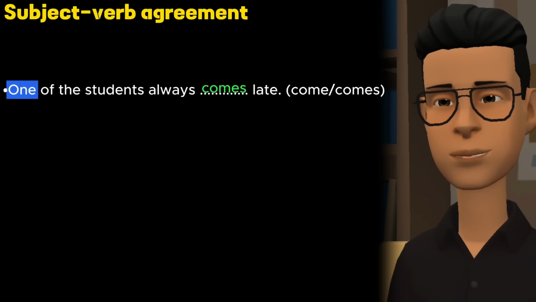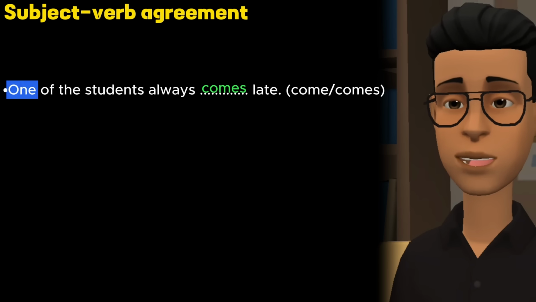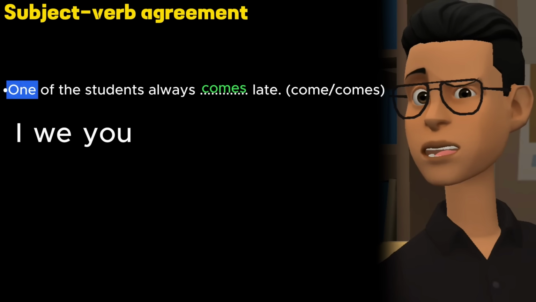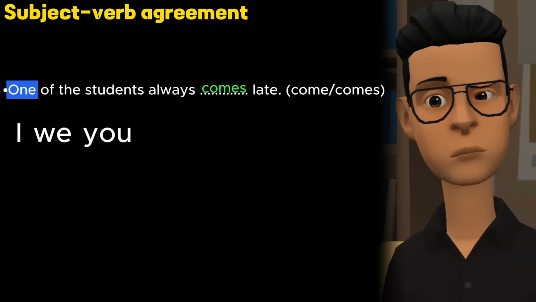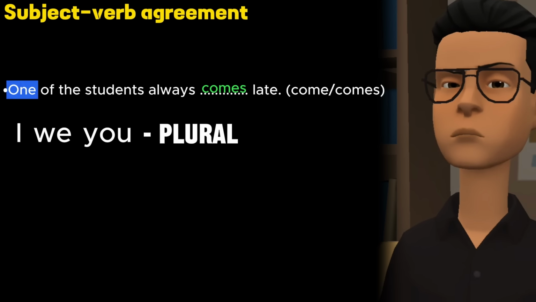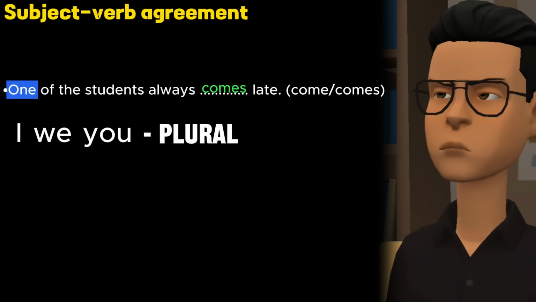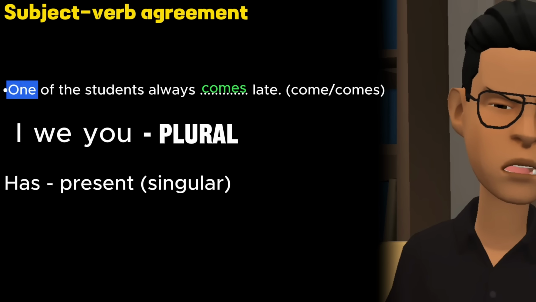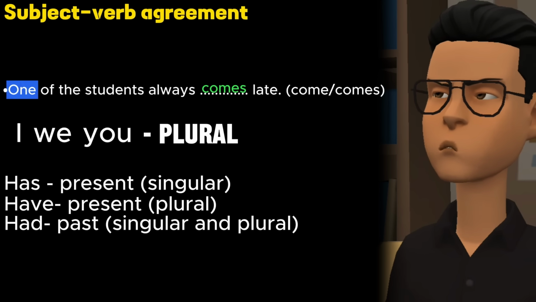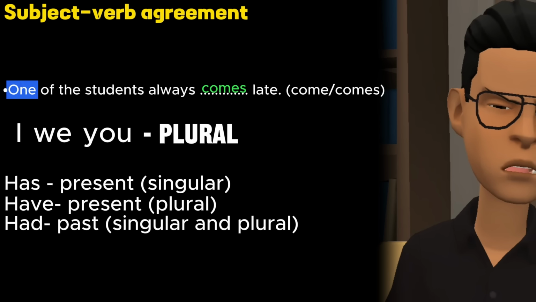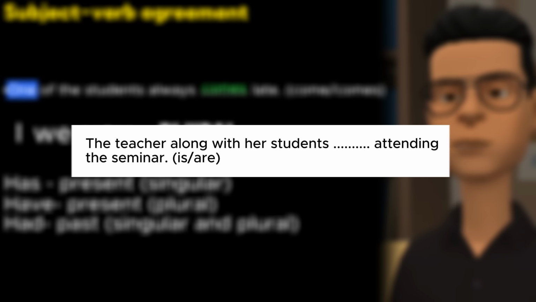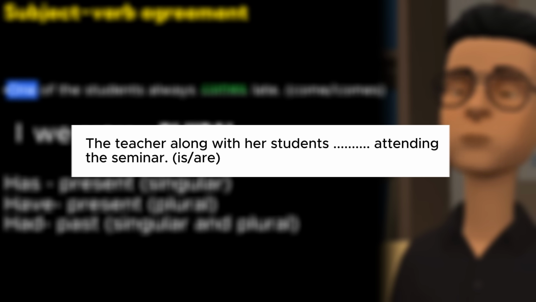Because, you know that, if the subject is singular, s or es is added to the verb. Except for I, we, and you. These are singular, but still, we use the plural verb, that is, no s or es. In simple words, consider I, we, and you, as plurals. Also, has is used for singular in present tense, have is used for plural in present tense. Had is used both for singular and plural in past tense. Take an example. The teacher, along with her students, is attending the seminar. Is, or are.